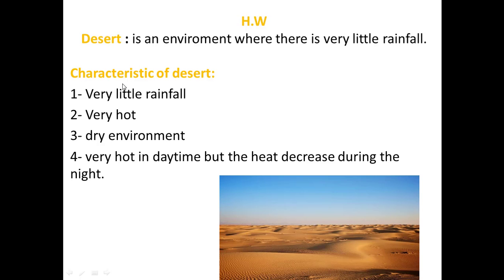What are the characteristics of the desert environment? Very little rainfall, and a very hot and dry environment. It is very hot in the daytime but the heat decreases during the night. That's why the animals will appear at night.